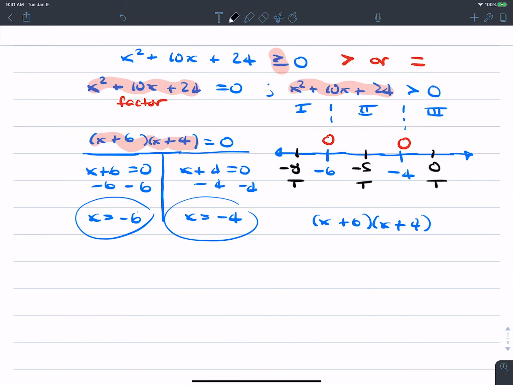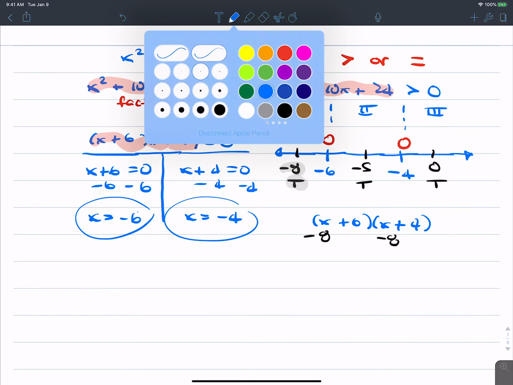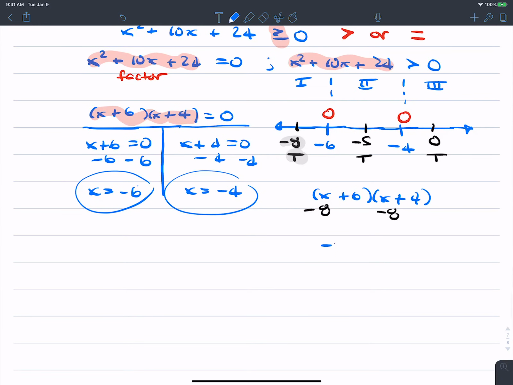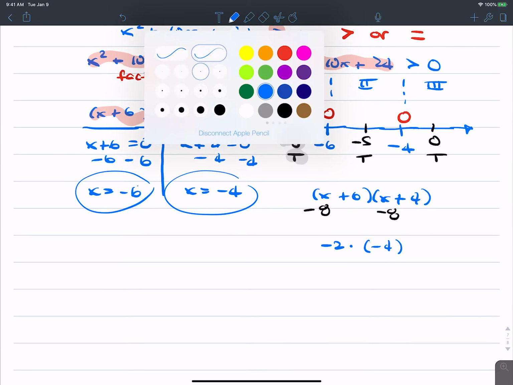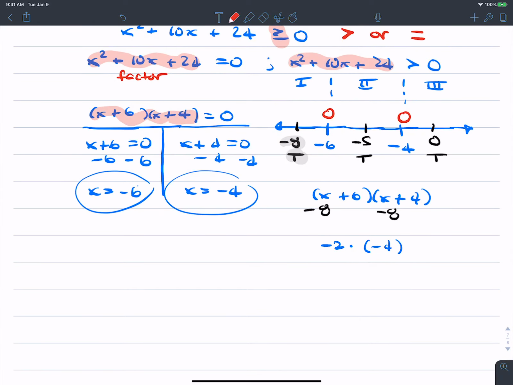So my first test point of negative 8, we plug in for x. We end up with negative 2 times negative 4. So a negative times a negative gives us a positive. So region 1 will be positive.